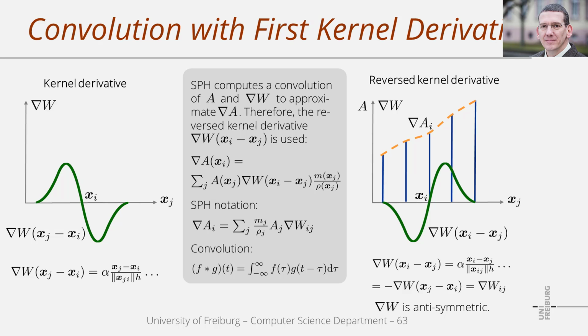When we know a quantity A at some selected particle positions xj, indicated by the blue lines, then we can compute the derivative of A at a position xi by multiplying the quantity A at position xj with the kernel derivative at xi minus xj, accumulated over all particles j within the kernel support. And as the kernel derivative is antisymmetric, the reversed kernel derivative is equal to the negative of the kernel derivative.